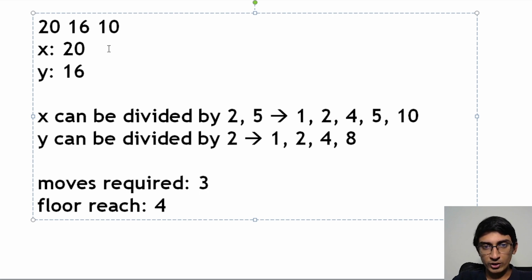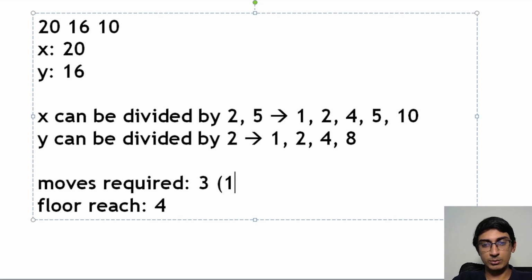Well, for 20 I moved to 10 and then I moved to 4, correct? Can I move from 20 to 4 directly? No. 20 to reach 4, I can just divide by 5. If I divide 20 by 5, I can reach 4 directly, right? So then I've reached 4 in one move.